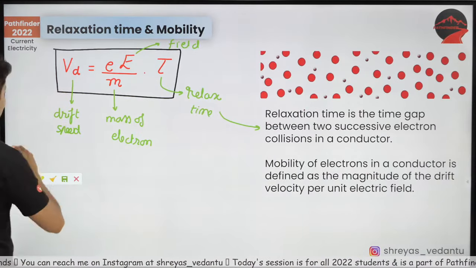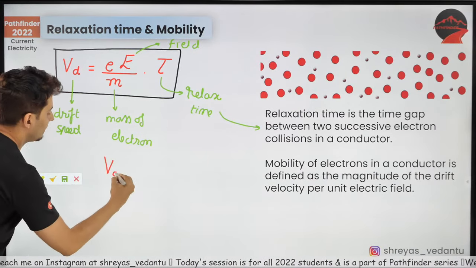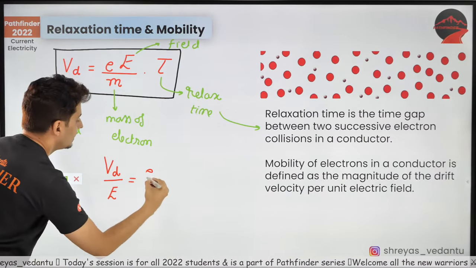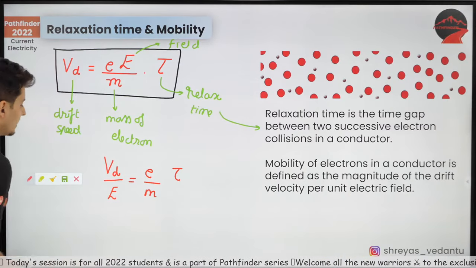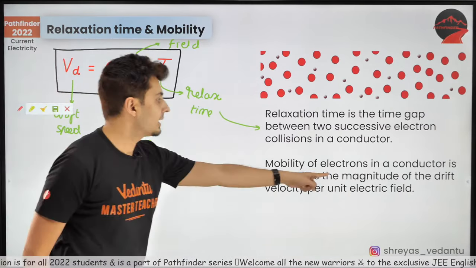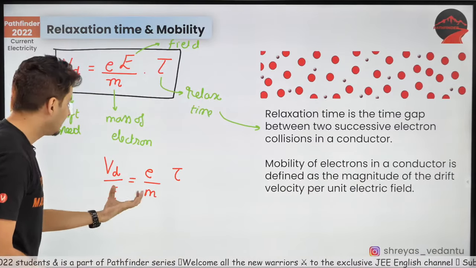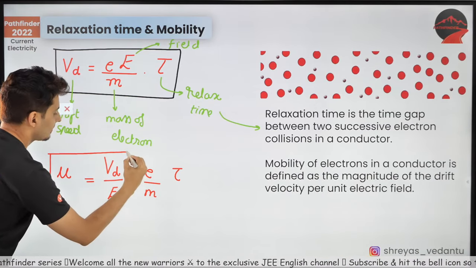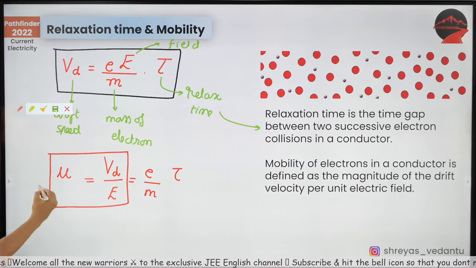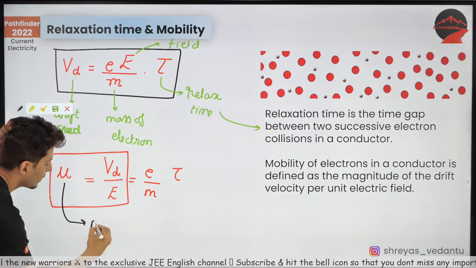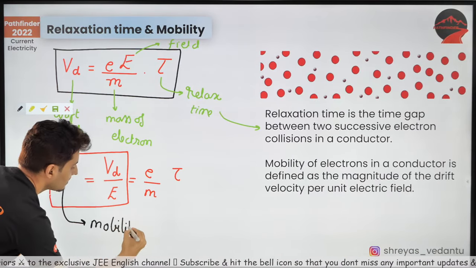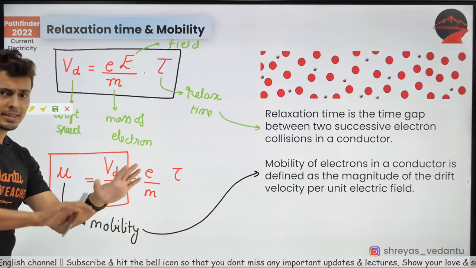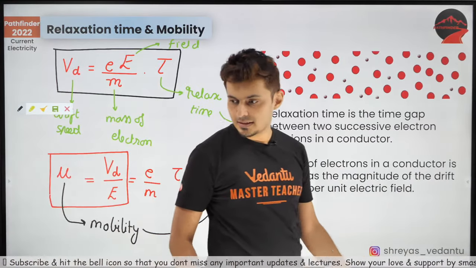Now, when you move around this equation a little bit, it will become Vd by E equals E by M into tau. Now, this drift velocity by electric field is called mu. This is exactly what we needed. And this is basically the mobility of your electrons. Remember this. Just shift this E over there. That's it. That's called the mobility.